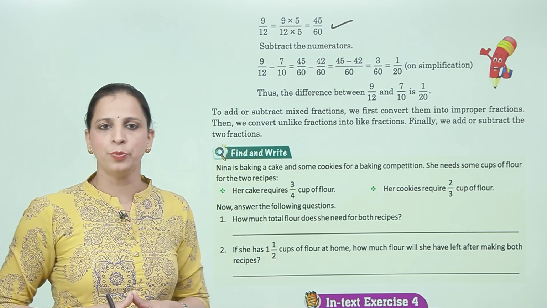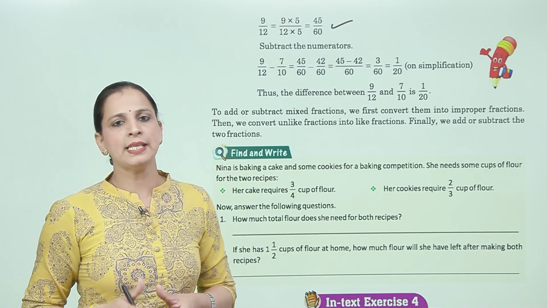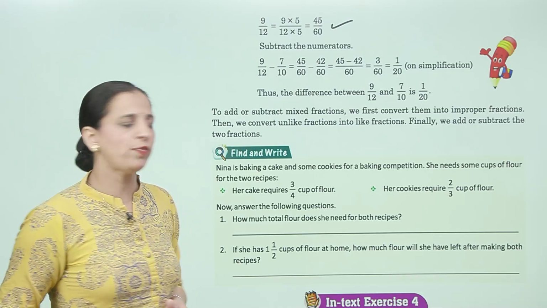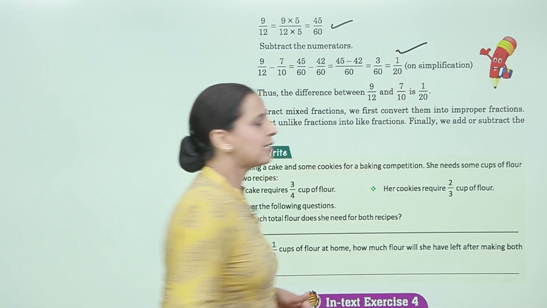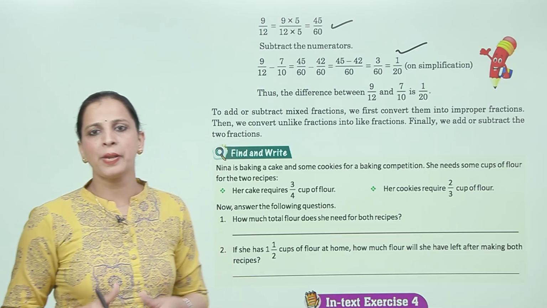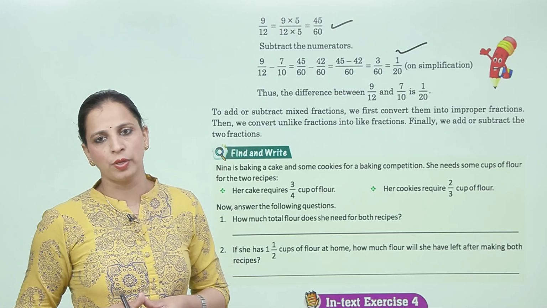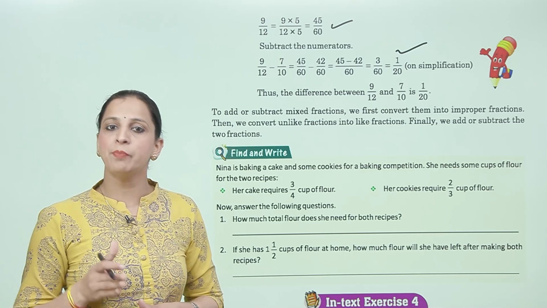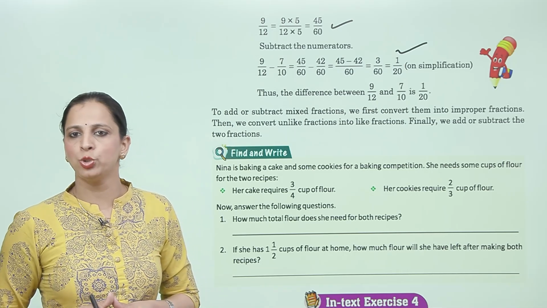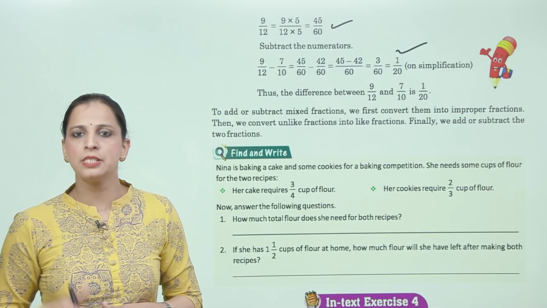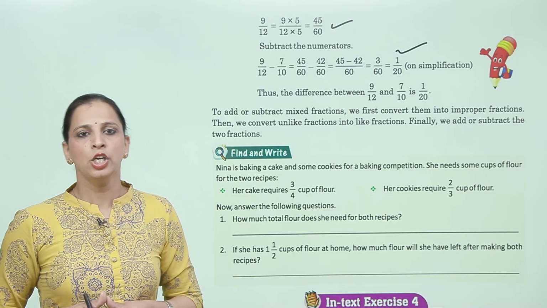Now subtract the numerators. 9 by 12 minus 7 by 10 becomes 45 by 60 minus 42 by 60. 45 minus 42 is 3 by 60. Now on simplification it becomes 1 by 20. Thus the difference between 9 by 12 and 7 by 10 is 1 by 20. To add or subtract mixed fractions, we first convert them into improper fractions. Then we convert unlike fractions into like fractions. Finally we add or subtract the two fractions.